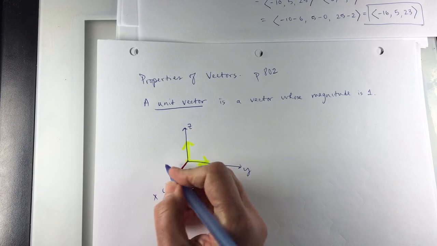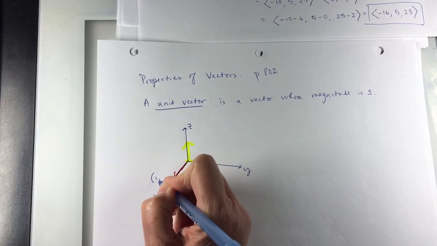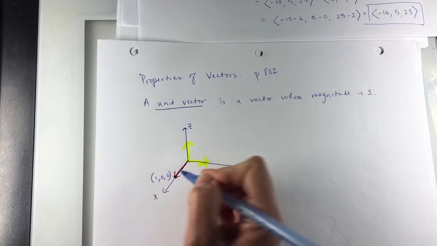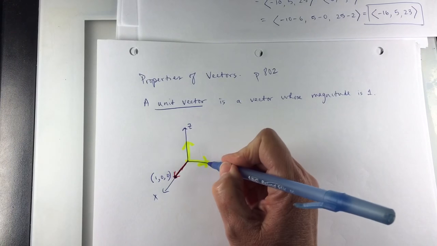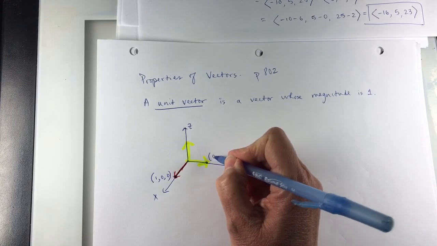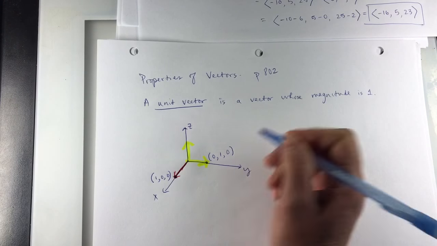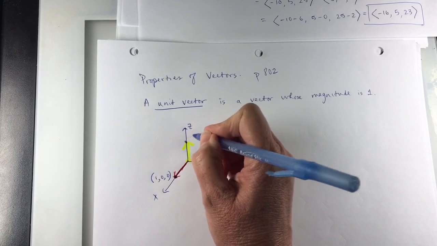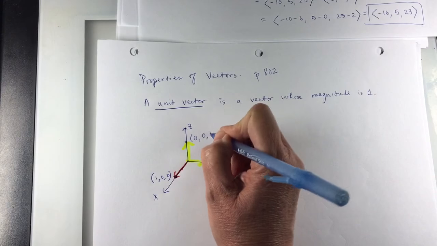What about this first one? What's that? That's 1, 0, 0. And on the y-axis, that's 0, 1, 0. And on the z-axis, 0, 0, 1.